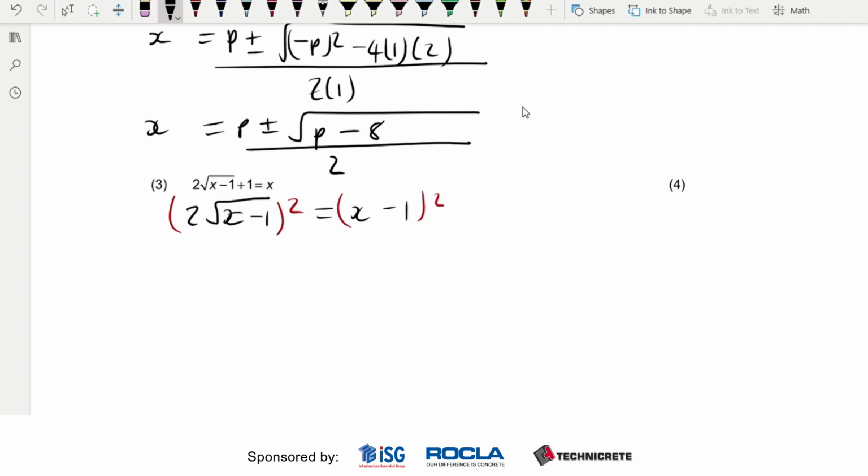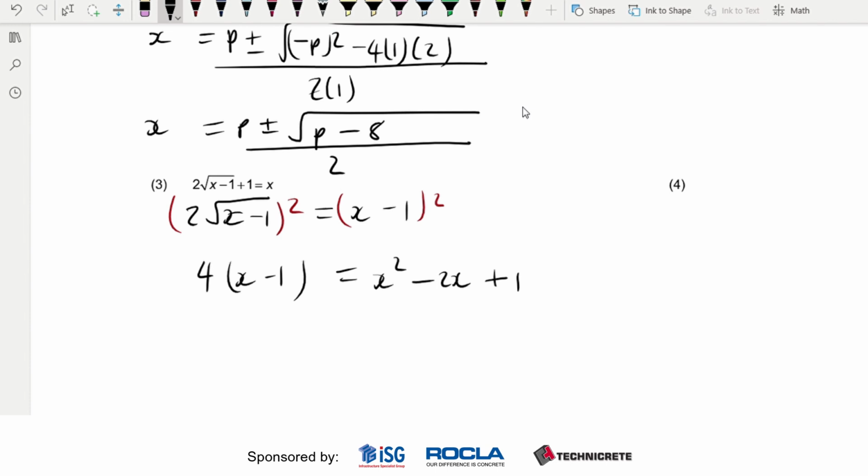We'll have 2 squared is 4, and this square gets rid of the square root, so this would be 4 times (x minus 1) is equal to (x minus 1) squared. The shortcut for squaring a binomial is you square your first term, so this is going to be x squared, square your last term, plus 1. Negative 1 times x is negative x, times 2 would be negative 2x.